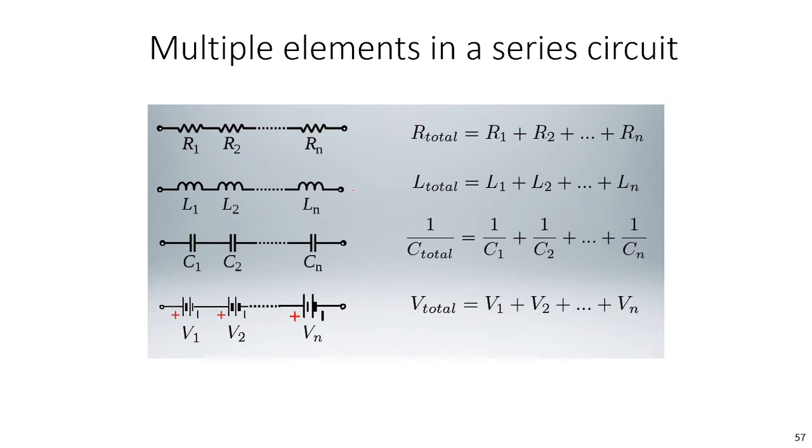In a series circuit, the total resistance is the sum of the resistances together, right? The inductance is also the sum of the inductances. The voltage of the source also increases, right? We add them together. But for capacitance, 1 by total capacitance equals 1 by C1 plus 1 by C2 until 1 by Cn. Okay, this is the multiple elements in a series circuit.